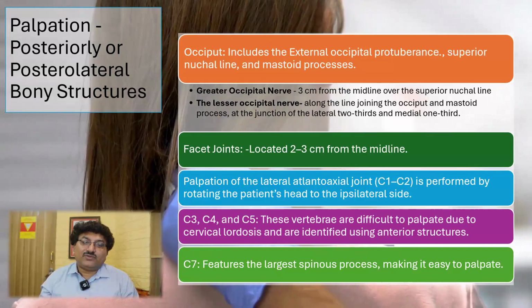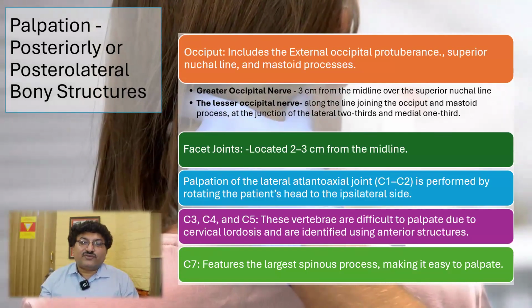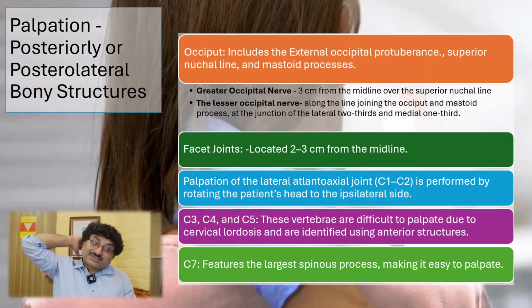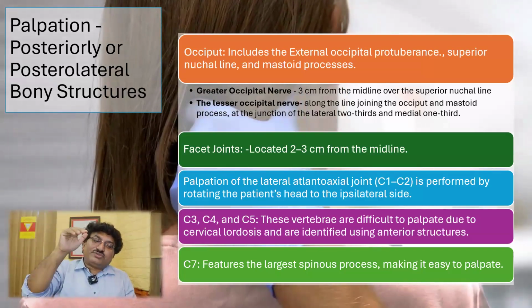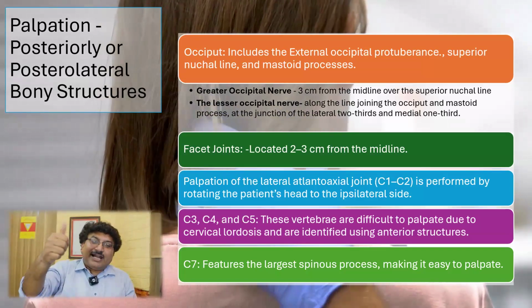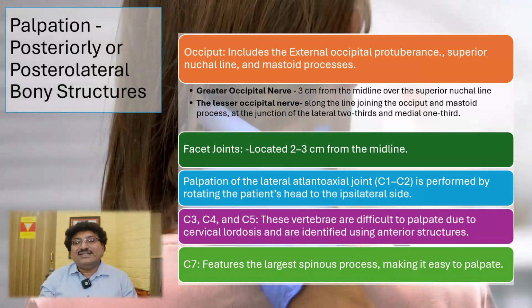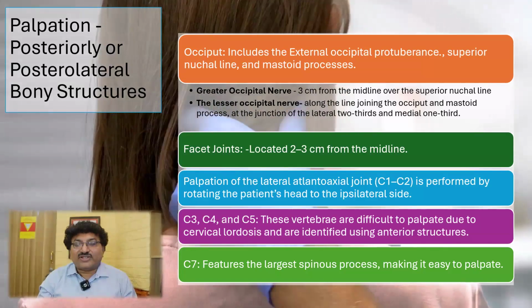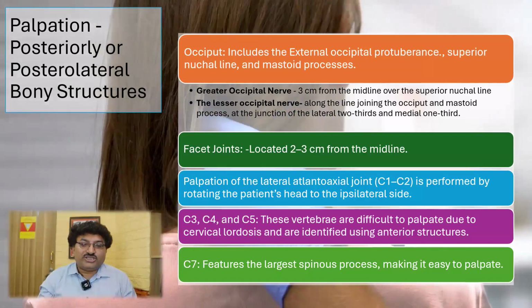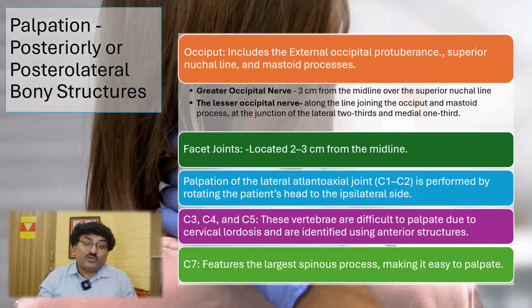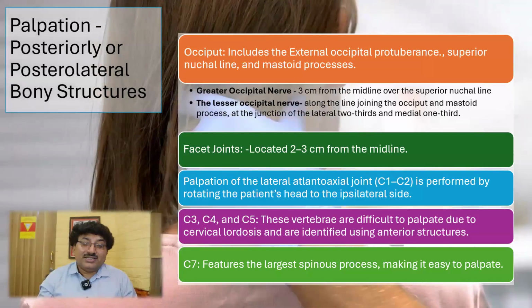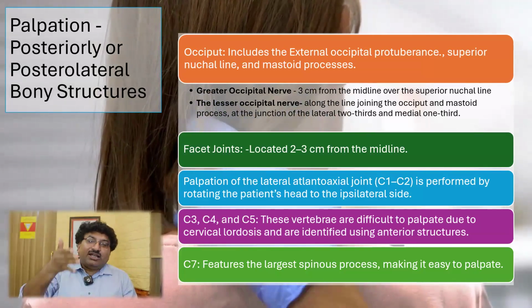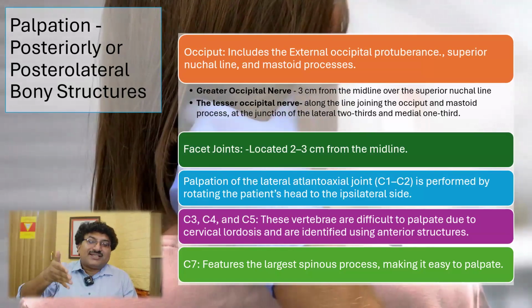Okay, these vertebrae are difficult to palpate because they are a little deep, and because of the cervical lordosis, these vertebrae are a little bit anterior, so it is difficult to palpate. And C7 we can easily identify with its large spinous process, easy to palpate. Especially under fluoroscopy, it is very easy to locate the levels and do the procedure. But under ultrasound, there are only a few landmarks like C7 and C2 that can be easily identified. For the rest of the vertebral levels you have to go by checking the spaces.